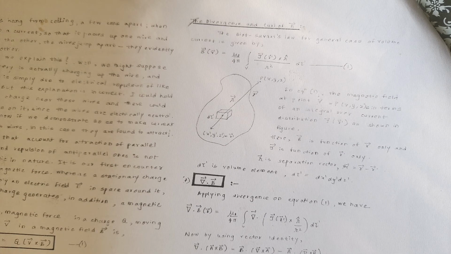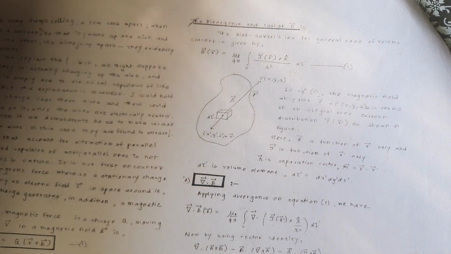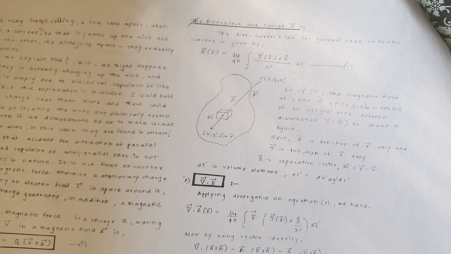given by equation number 1, that is B bar of r bar is equal to mu 0 upon 4 pi volume integral of J of r prime cross r cap upon r square d tau dash.